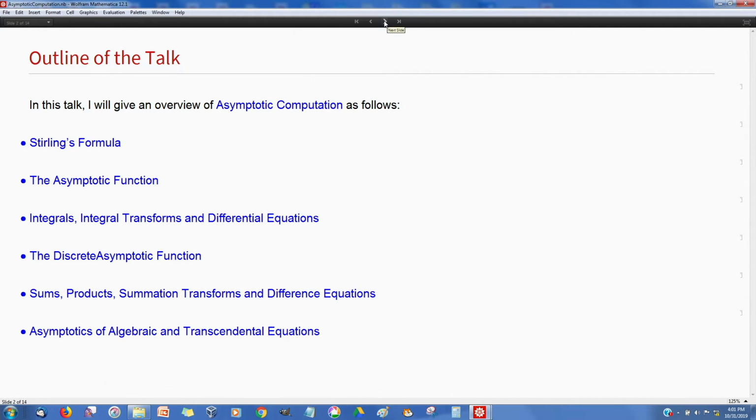So you've got asymptotic for continuous, discrete asymptotic for sequences. And then once I've got that set up, I'll talk about how you can apply it to sums, products, summation, transform, and difference equations. And last but not the least, a vast area of asymptotics is the asymptotics of algebraic equations and transcendental equations. And I'll try and cover that as well. So that's the goal for this talk, to try and cover that area of asymptotic computation.